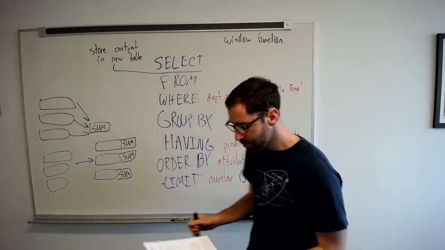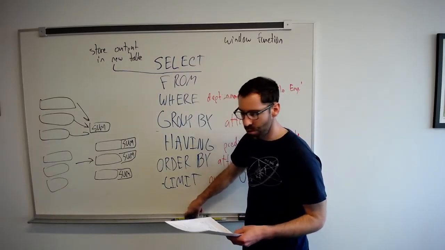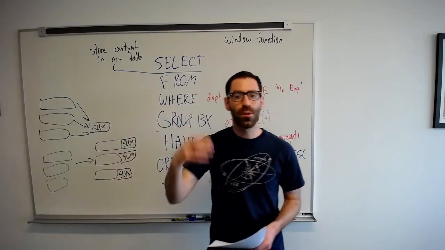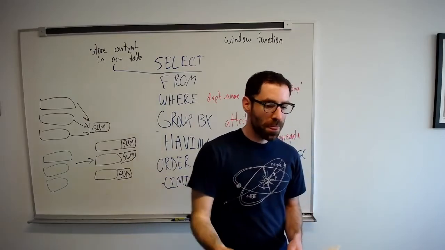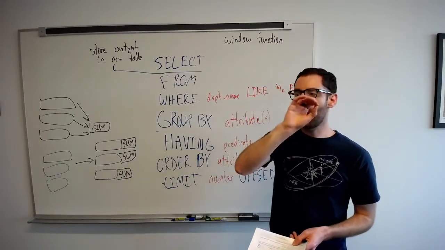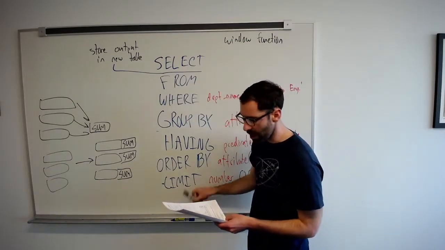So this would be a way, for example, to compute the sum of total credits in our student table, but instead of just getting that sum, we get it as part of all the student tuples that we had originally.